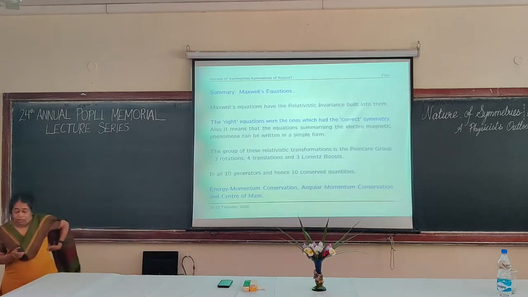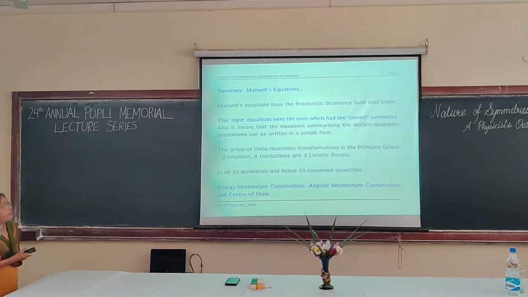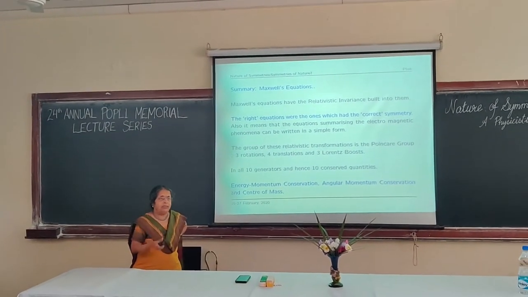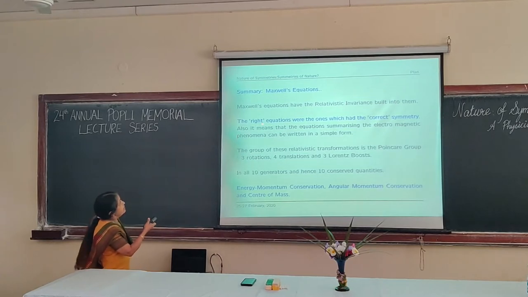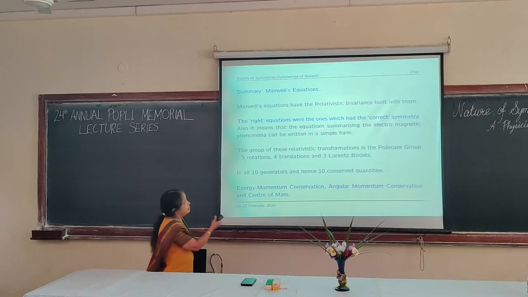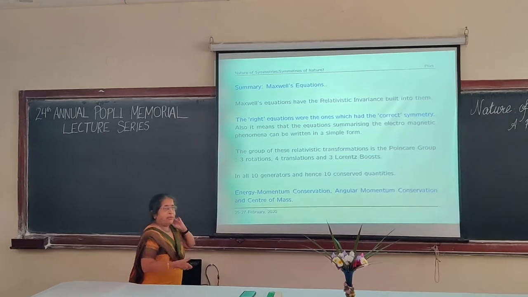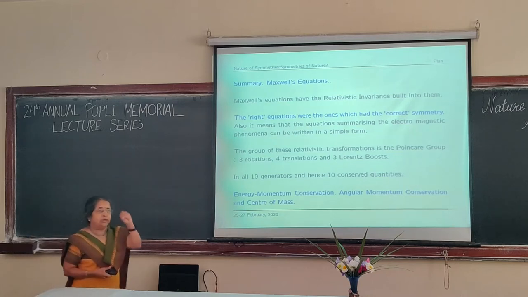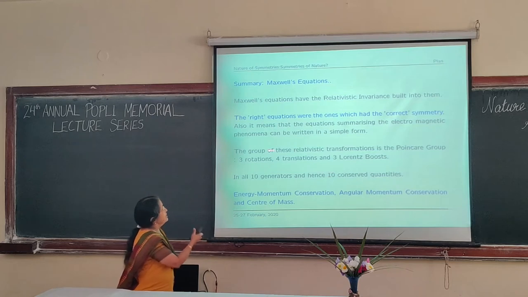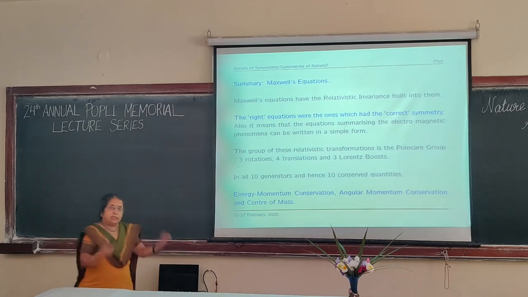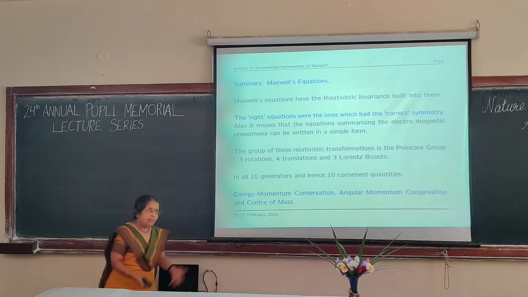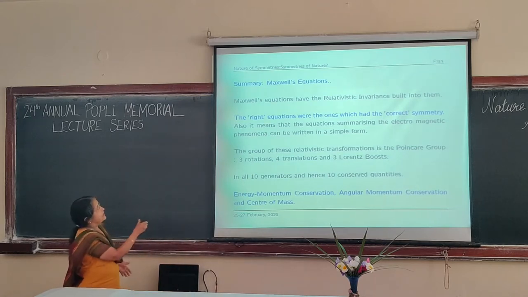So let's remember what we talked about yesterday. We looked at Maxwell's equations, and one of the things we realized is that Maxwell's equations had the relativistic invariance built into them. I tried to motivate and describe that. So what happened was that the right equations were the ones which had the correct symmetry. Again, that is the point we were trying to understand. And this also meant, which we didn't do, that you can now write down all four Maxwell's equations in a very compact form, which I will write today a little later. And as I told you, that simplicity of description is something that theoretical physicists are trying to aim at, and that simplicity is something that symmetries have given us. So this is one example of that.